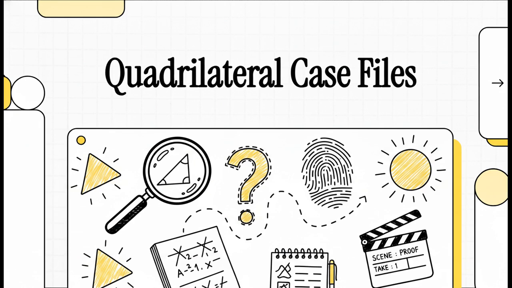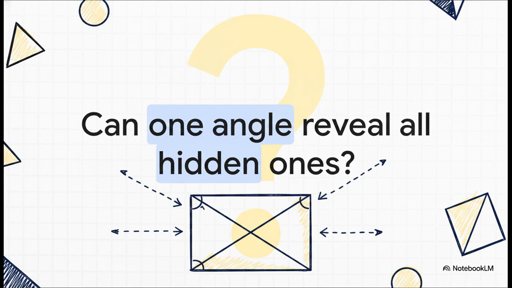If you love a good mystery and you really enjoy cracking a logical sequence, you are going to absolutely love this journey. Just think about that for a second. If you only know a single solitary angle inside a rectangle, can you logically deduce every other hidden angle inside the entire shape? I mean, is one clue really enough to unravel the whole shebang? Okay, let's dive into this and see exactly how it's done.